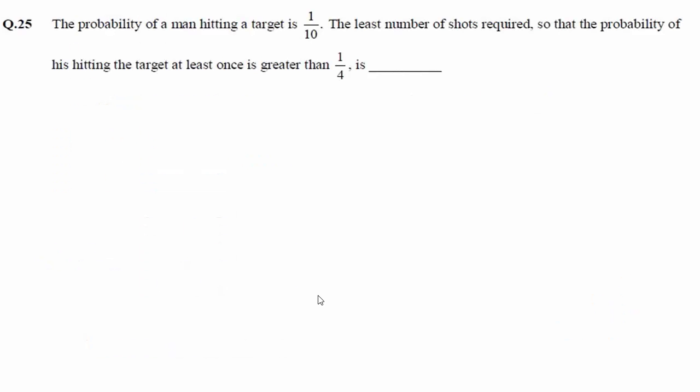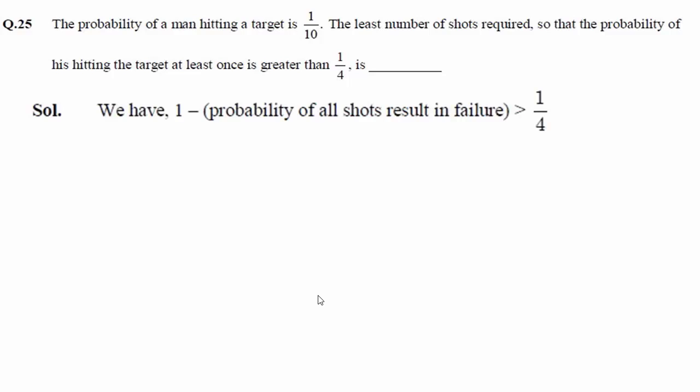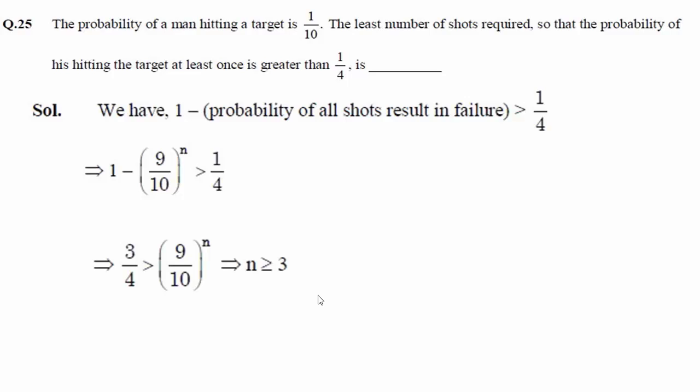Answer is 5. Question 25. The probability of a man hitting a target is 1 by 10. The least number of shots required so that the probability of hitting the target at least once is greater than 1 by 4 is? We have 1 minus the probability of all shots resulting in failure is greater than 1 by 4. Therefore 1 - (9/10)^n is greater than 1 by 4. Therefore 3 by 4 is greater than or equal to (9/10)^n. This implies that n must be greater than or equal to 3.